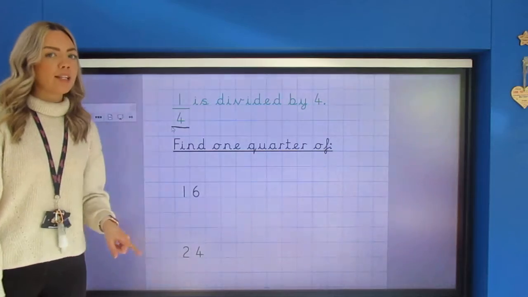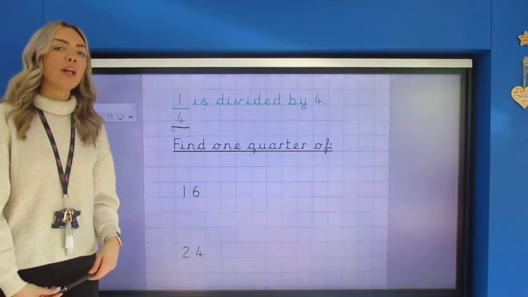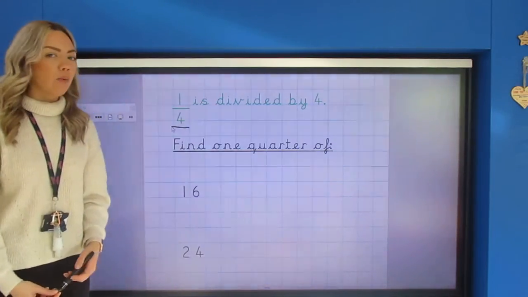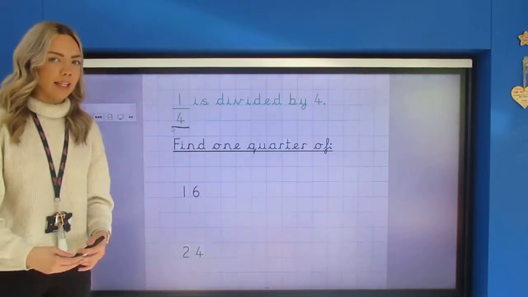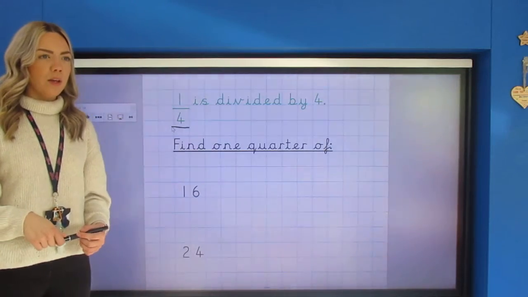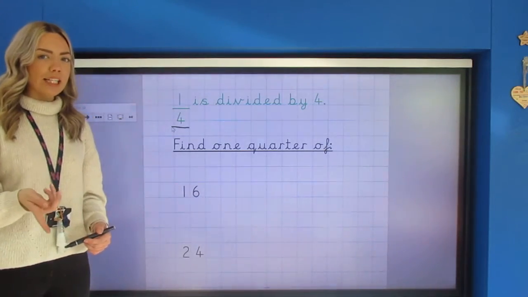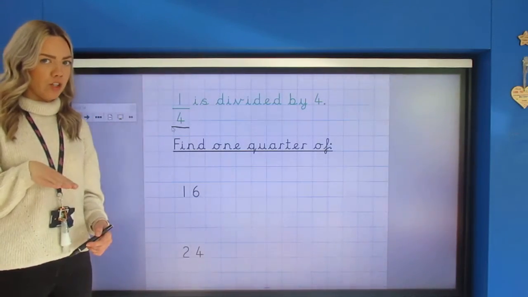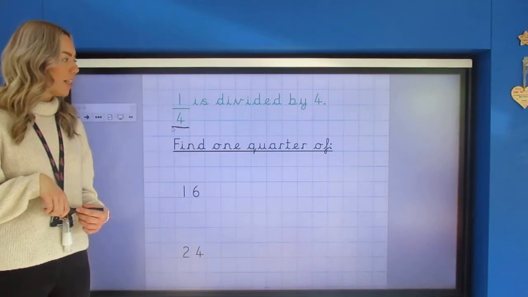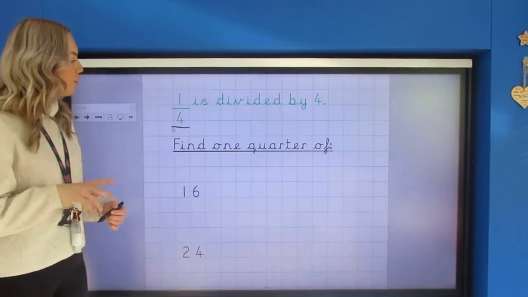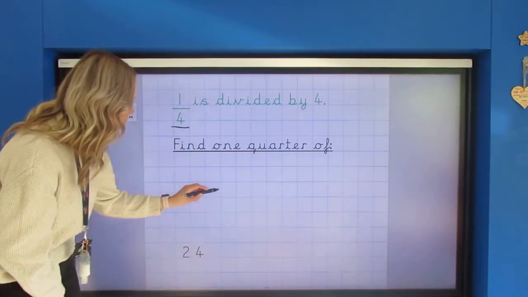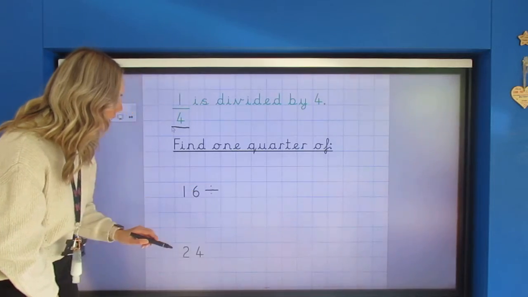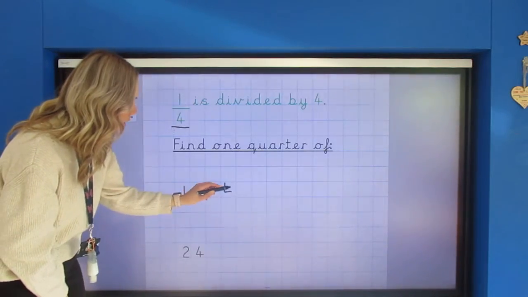So straight away we know we need to put it into our number sentence, and we need to divide by how many if we're finding a quarter? Remembering my really easy trick and thinking of our denominator. Can you think? Excellent, 4. So let's write it as a number sentence. 16 divided by 4 equals.